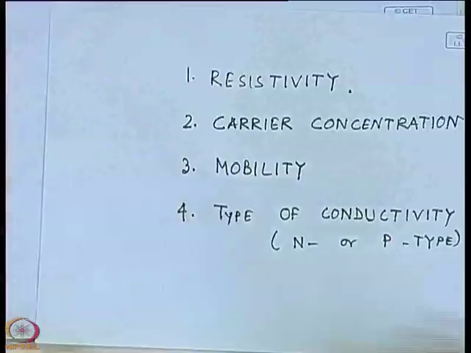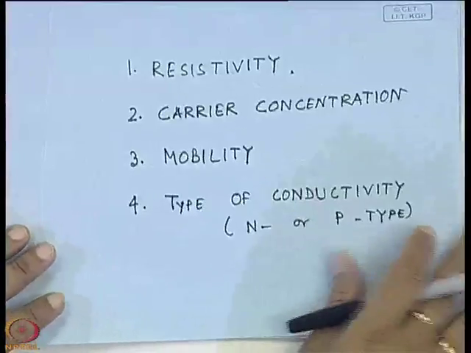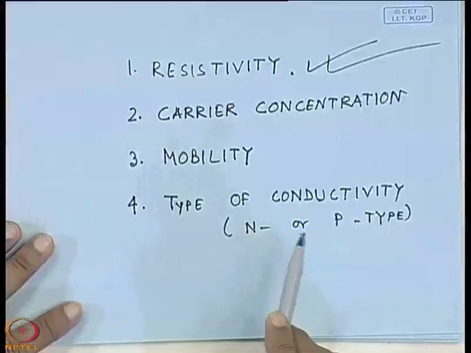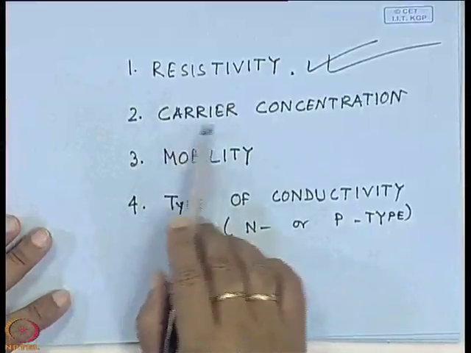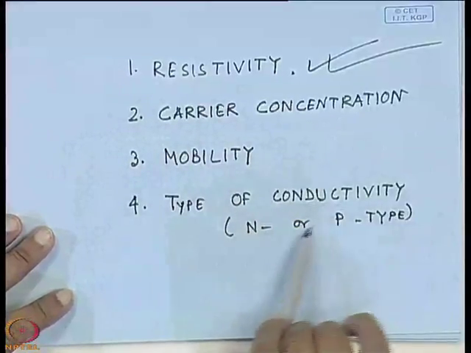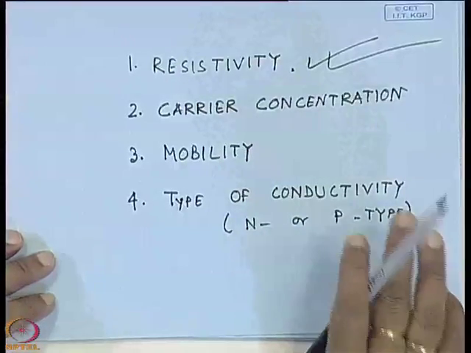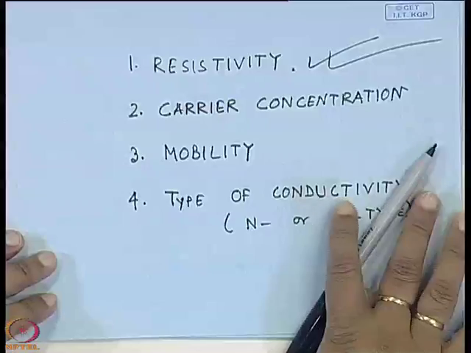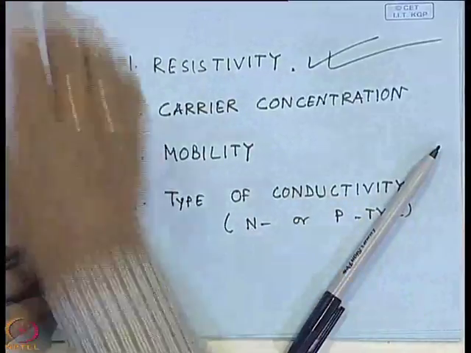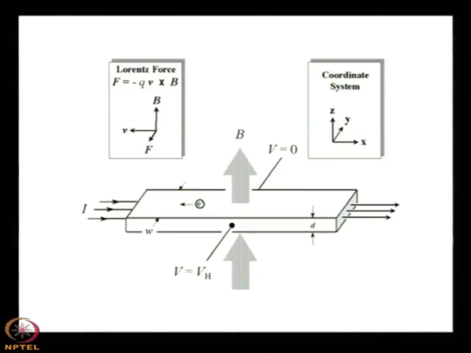You see that we started our discussion with the measurement of resistivity. This is the resistivity. Now, so far as the carrier concentration, mobility and type of conductivity are concerned, you have to use the Hall effect measurements. And in Hall effect measurements, you know that you have to make use of a magnetic field.